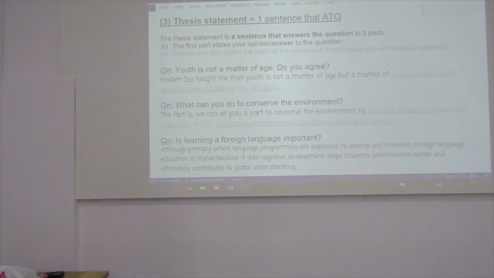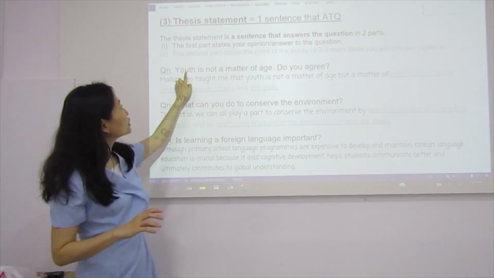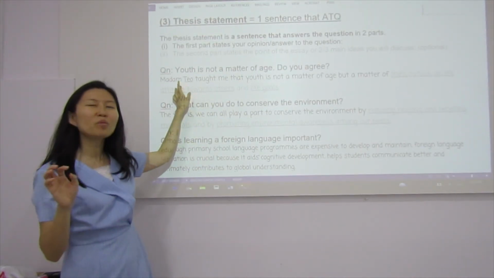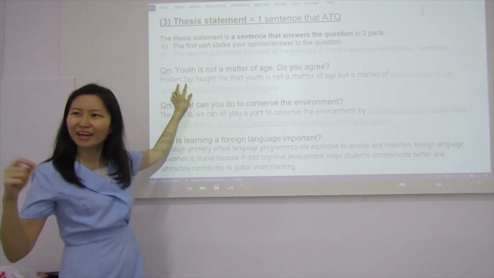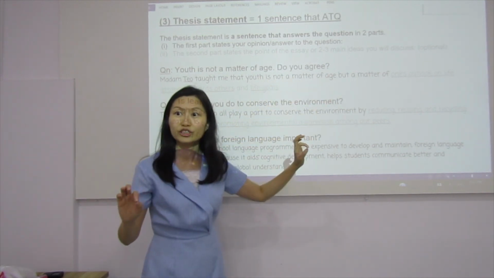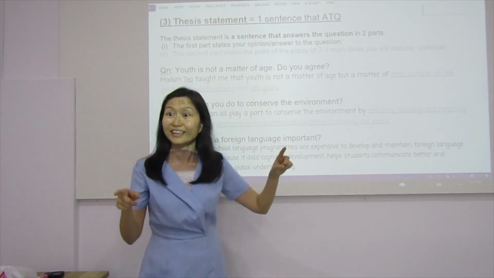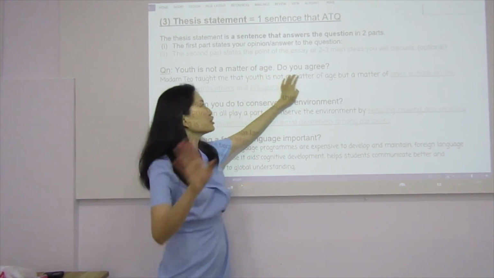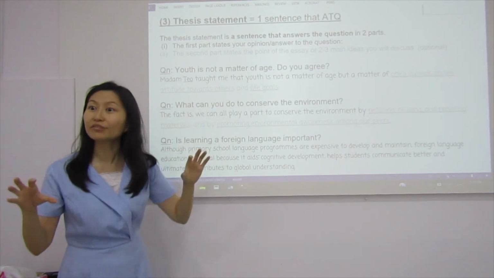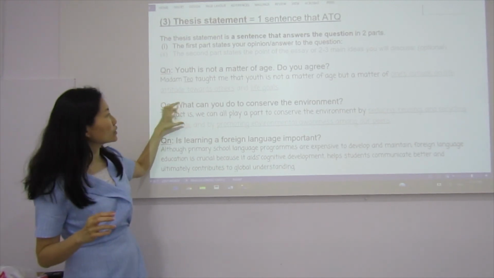Okay, if you look carefully at the thesis statement, the one sentence that answers the question says youth is not a matter of age. Do you agree? So they actually did answer here. They said, Madam Teo taught me. Remember Madam Teo just now, that lady? Madam Teo taught me that youth is not a matter of age. So did they answer this? Yeah, they did. They said that, to me, youth is not a matter of age. That means they agree. So this is a more creative way of answering the question. You know this? Good.